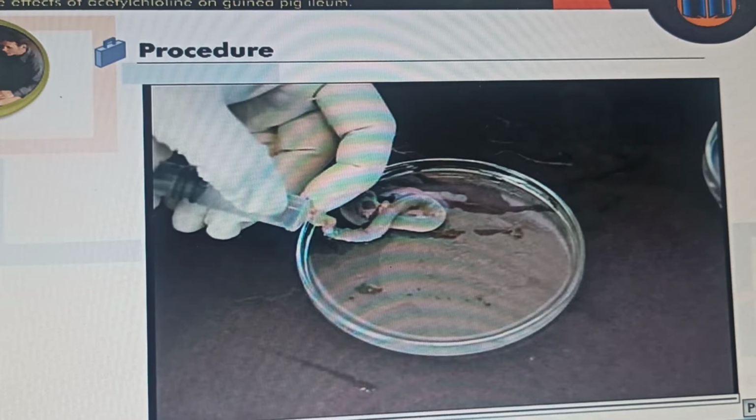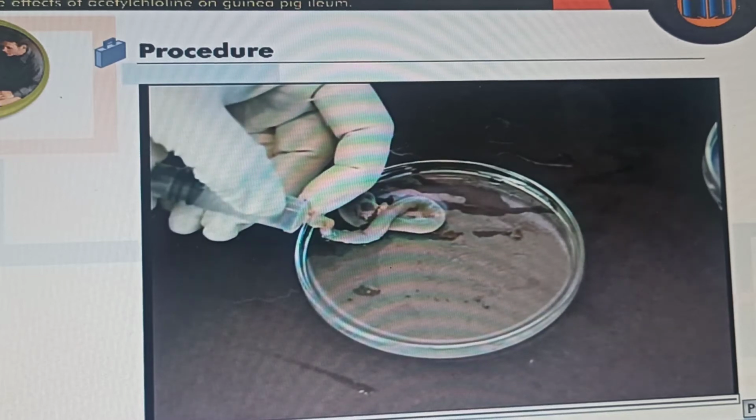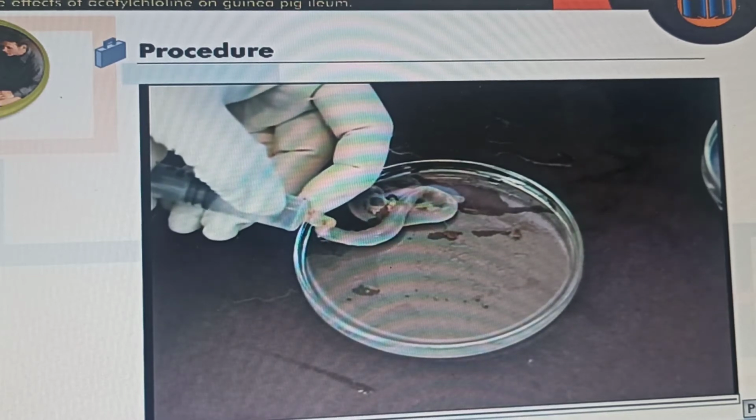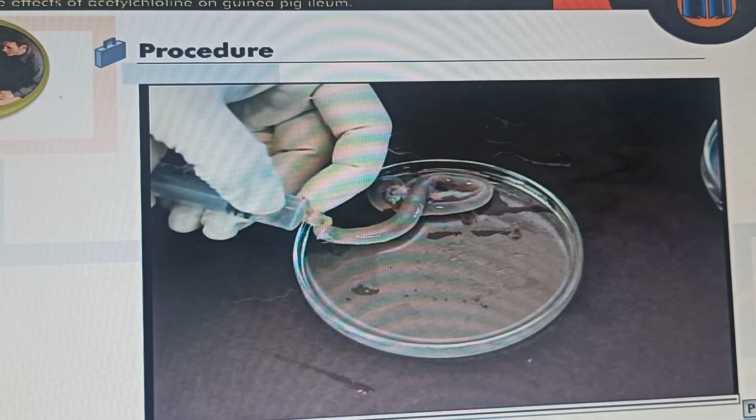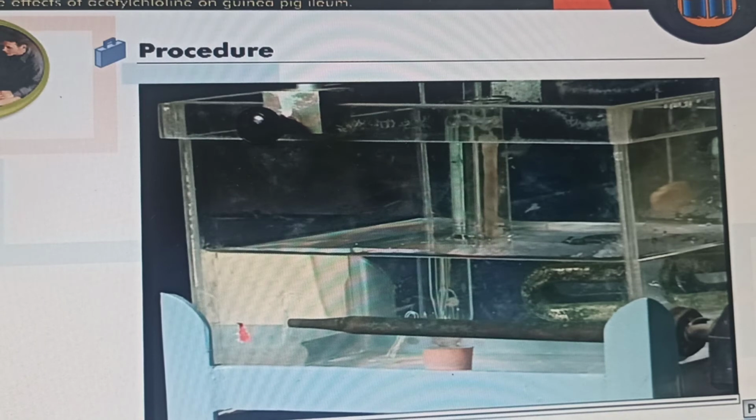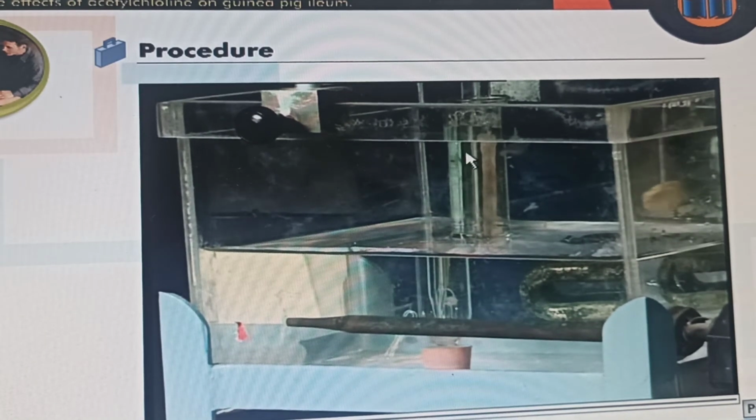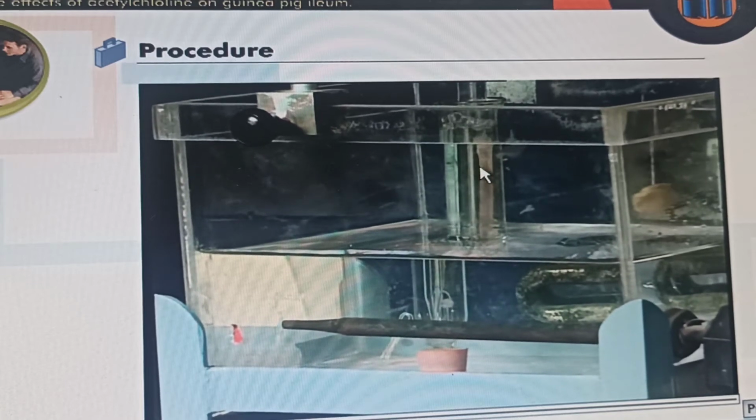Now let's see the procedure of the experiment. To study the effect of acetylcholine on guinea pig ileum, isolate the ileum part of the intestine. Clean the contents of the ileum by washing it with Tyrode solution in a syringe. Avoid damage to the smooth muscle lining of the ileum while washing. Take a piece of 3 to 4 cm long ileum and mount it in the organ bath containing Tyrode solution.